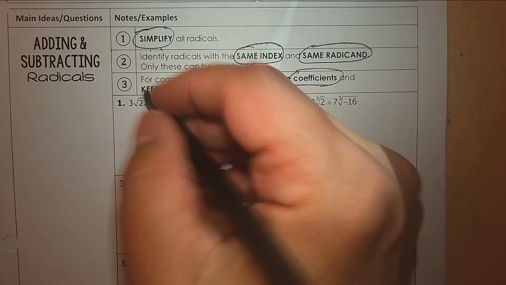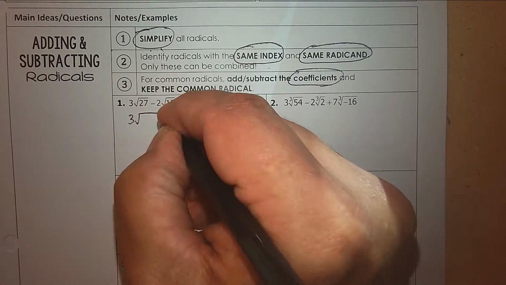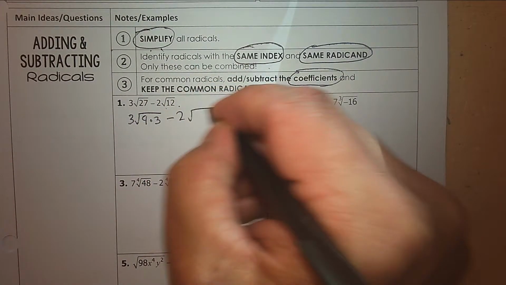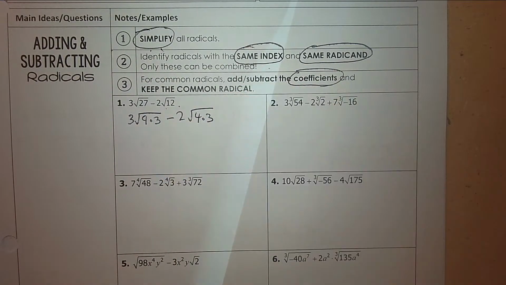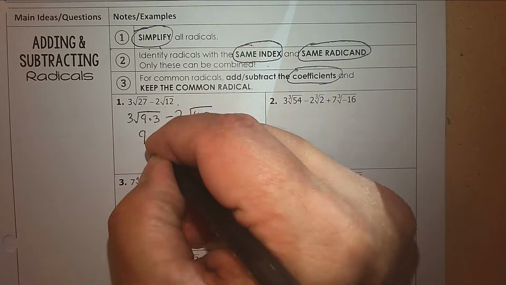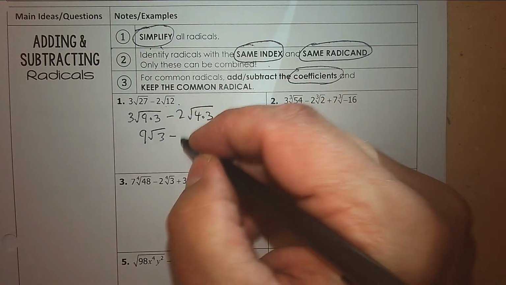So do you know how to simplify the square root of 27? 27 is, and 12 is, either way, right? And I always try to start with the perfect square, right? If I can. Square root of 9 is 3, times 3 in front is 9. Square root of 4 is 2, times 2 in front is 4.